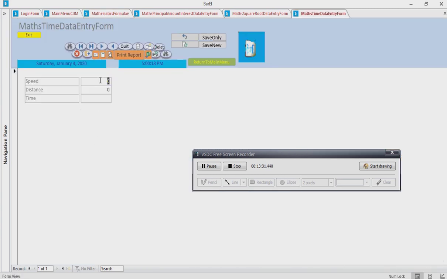Time. If a speed is, let us say, 40 kilometers per hour, and the distance is 200, then the time to be taken will be 5 hours.